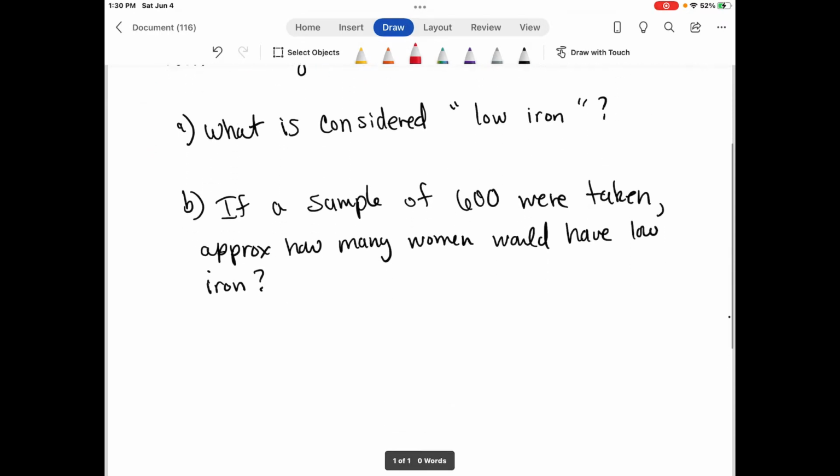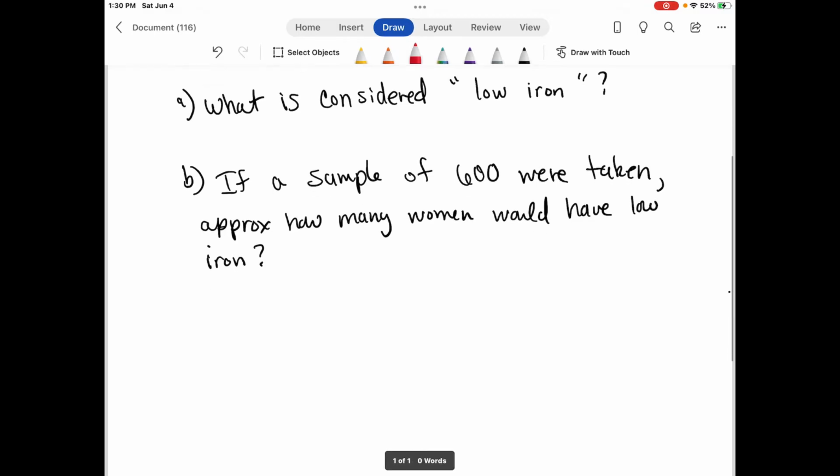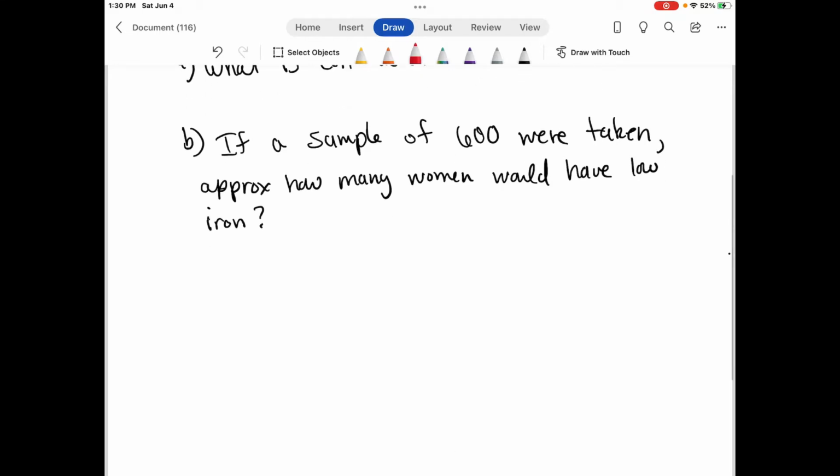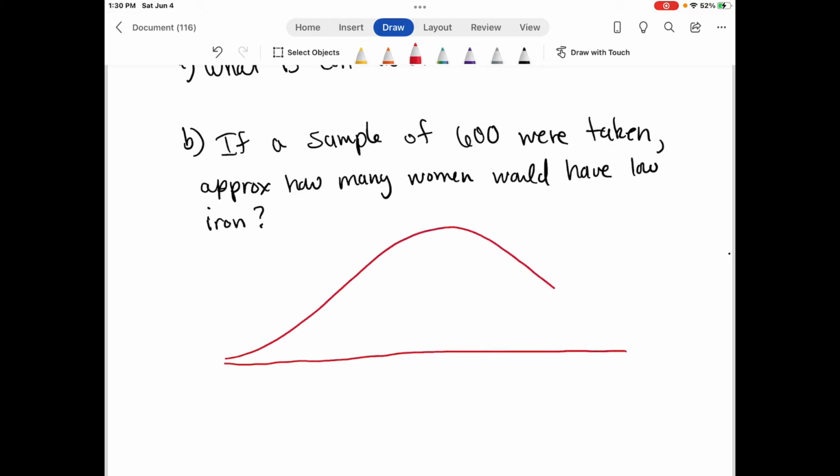So, the first part of this question says, what is considered low iron? And we're also going to use the empirical rule to answer this question. So here is our normal curve. We said the mean is 13, so that's going to go in the center.